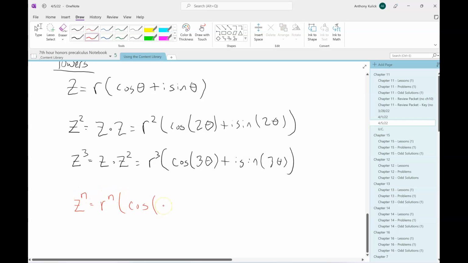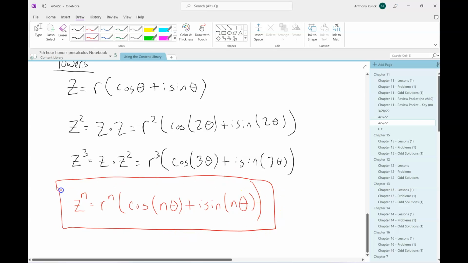cosine of n theta plus i sine n theta. Well, that's really convenient. This has a name. This is called De Moivre's theorem. He's a French mathematician from way back in the day.